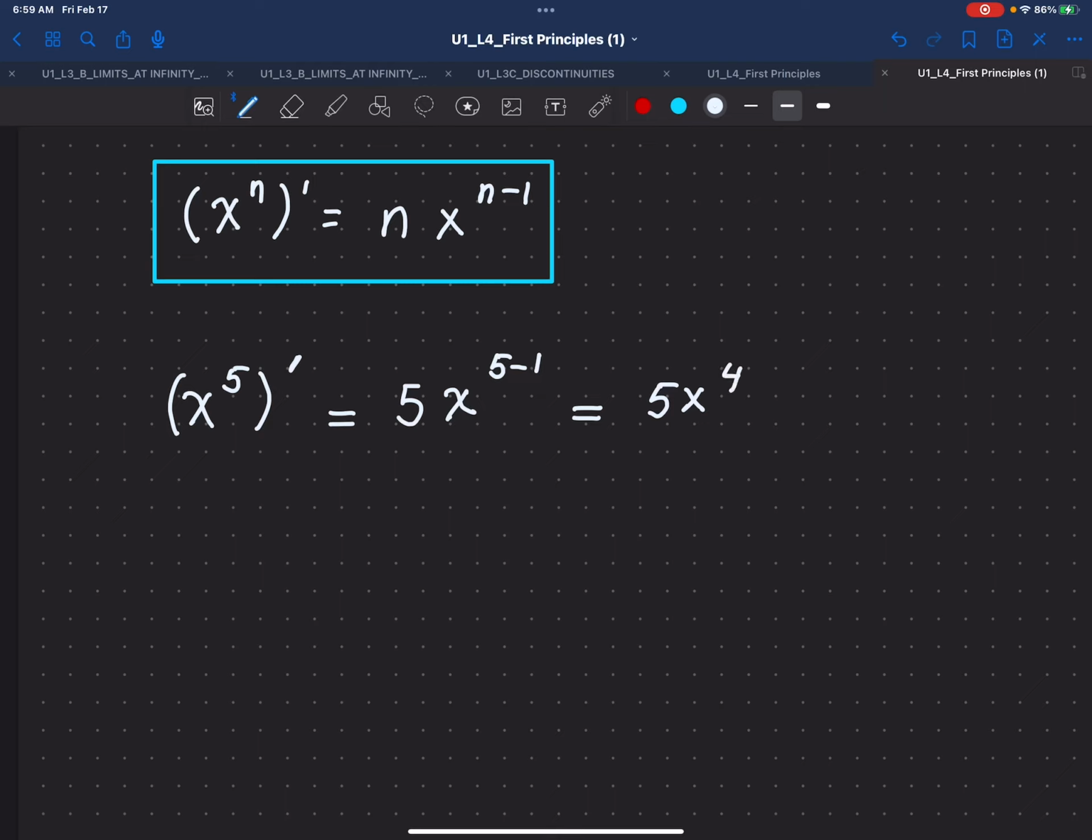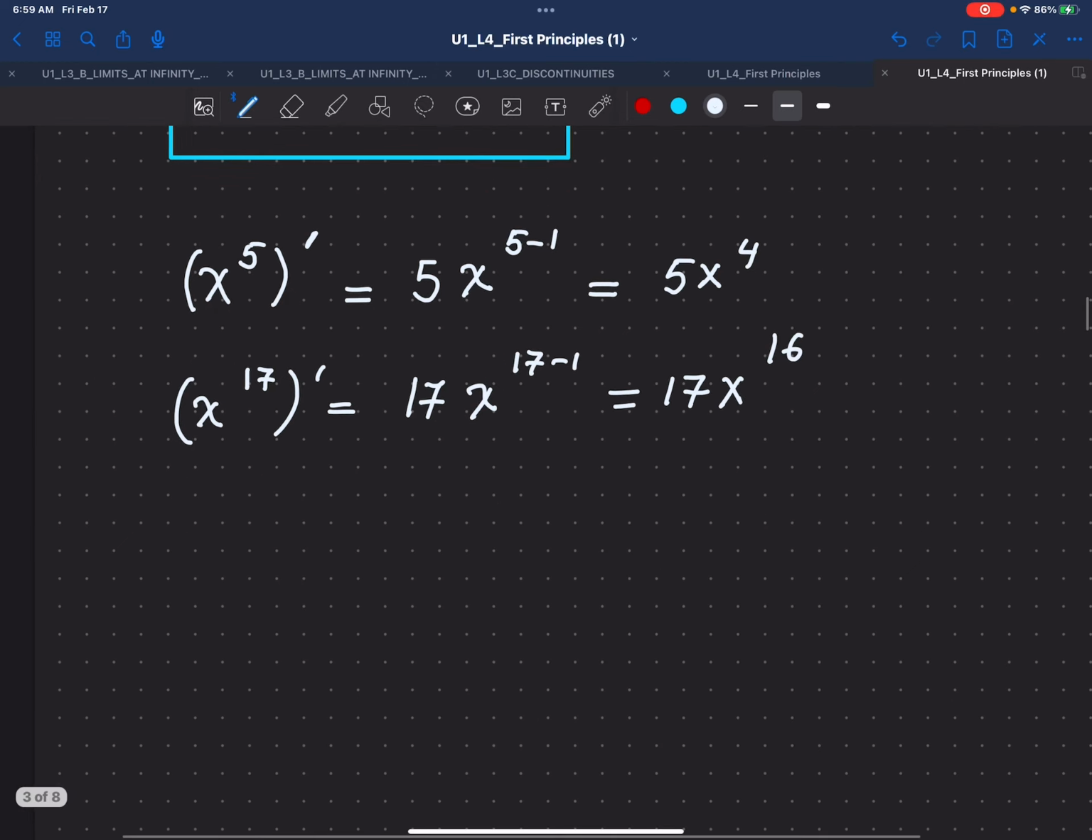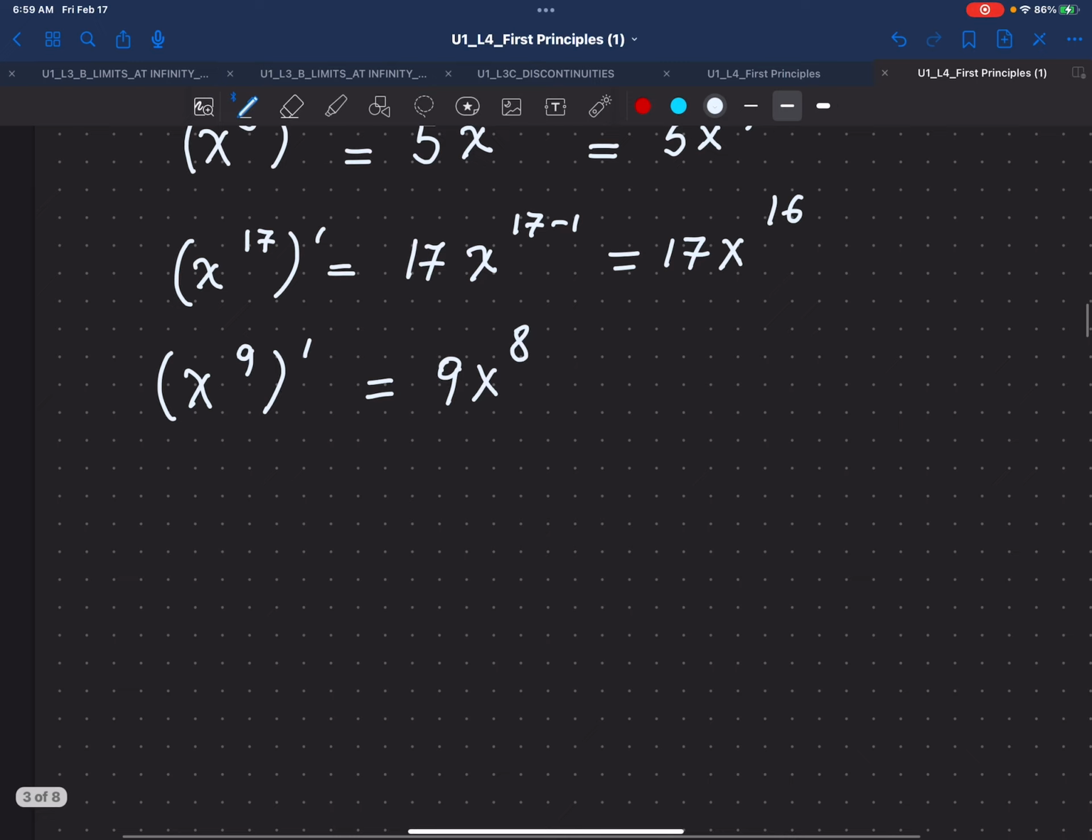So try one more. If we have x to the power of 17 we want to differentiate, that would be 17x to the power of 17 minus 1, which is 17x to the power of 16. Now, I bet you can do this a lot faster. So if you have x to the power of 9, you can say that the derivative is 9x to the power of 8. So let's move on to another one.